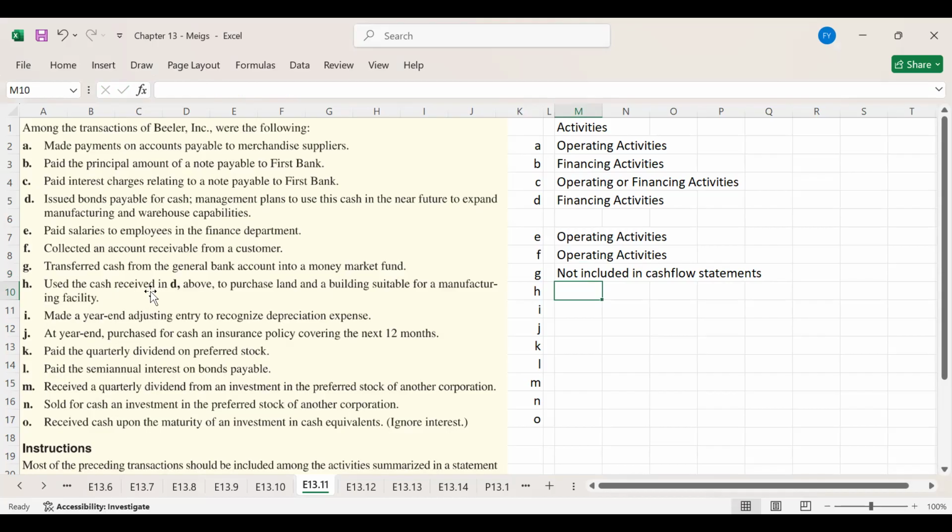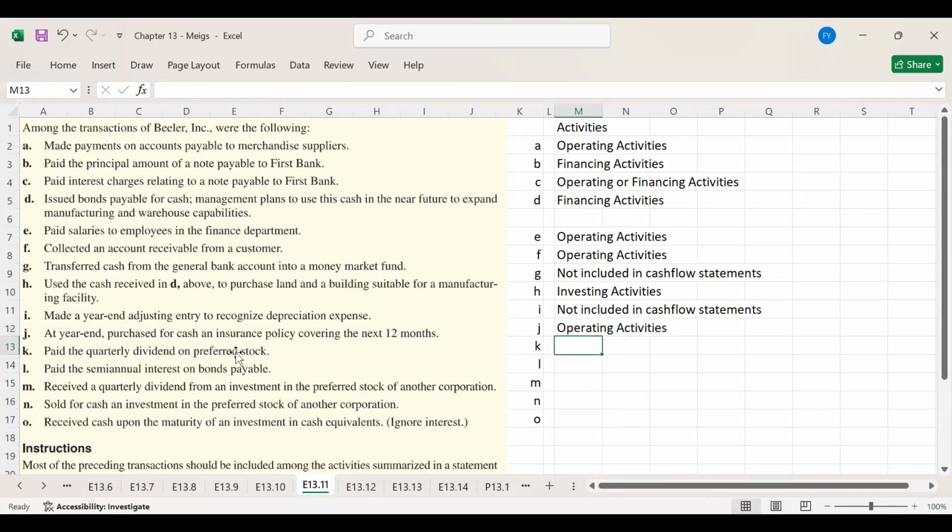Then the H part, use the cash received in D above to purchase land. Whenever a company purchases or sells any fixed assets, this becomes a part of your investing activities. Then made a year end adjusting entry to recognize depreciation. So depreciation is a non cash expenditure, so this would not be included. At the year end, purchased cash insurance policies covering the next 12 months. So insurance policy, insurance expense, this is your current asset and current expense. The company purchased an insurance policy prepaid. So this is the change in net working capital. Again, this is part of your operating activities.